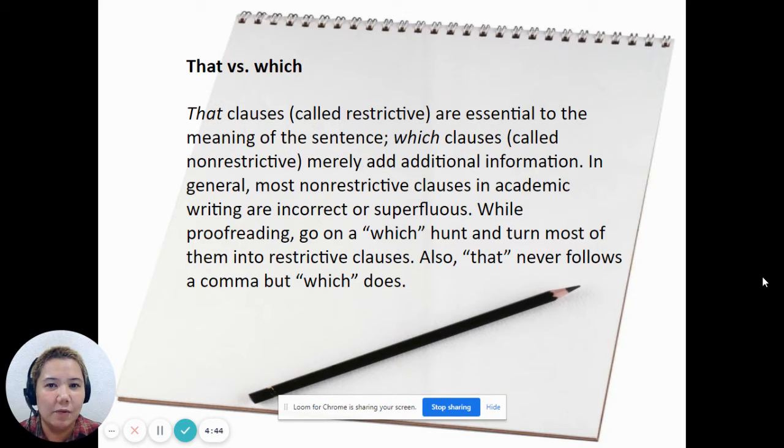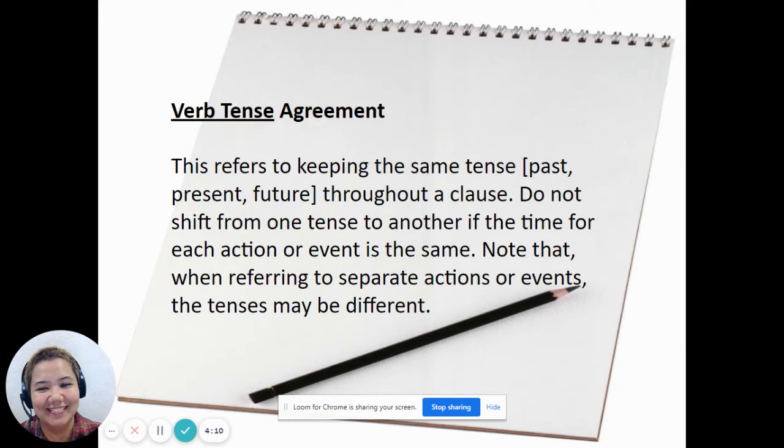That clauses, we also call them restrictive, are essential to the meaning of the sentence. Which clauses are called non-restrictive, merely they add additional information. In general, most non-restrictive clauses in academic writing are incorrect or what we call superfluous. While proofreading, you have to go on a witch hunt and turn most of them into restrictive clauses. Also, that never follows a comma, but which does.